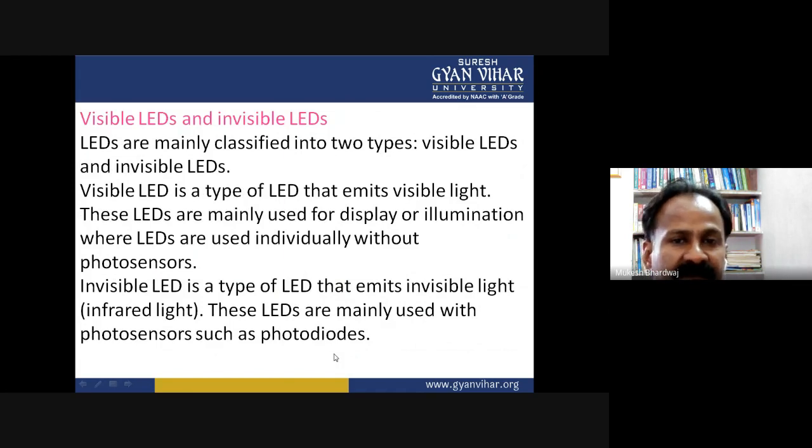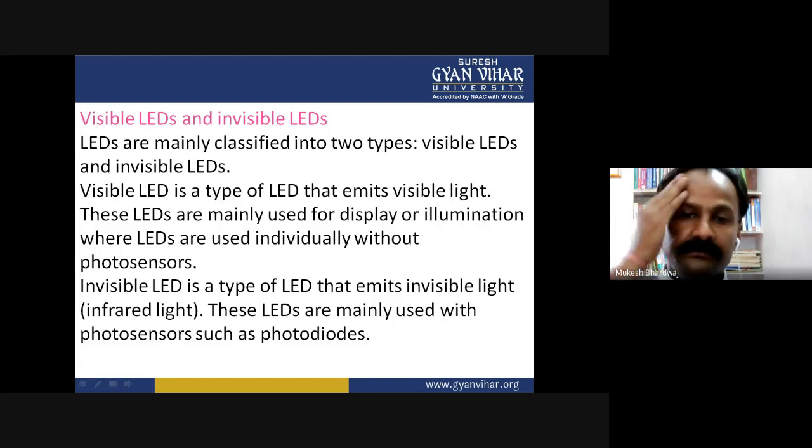Visible LEDs and invisible LEDs. LEDs are mainly classified into two types: visible LEDs and invisible LEDs. A visible LED is a type of LED that emits visible light. These LEDs are mainly used for display or illumination when LEDs are used individually without photosensors. An invisible LED is a type of LED that emits invisible light, that is, infrared light. These LEDs are mainly used with photosensors such as photodiodes.